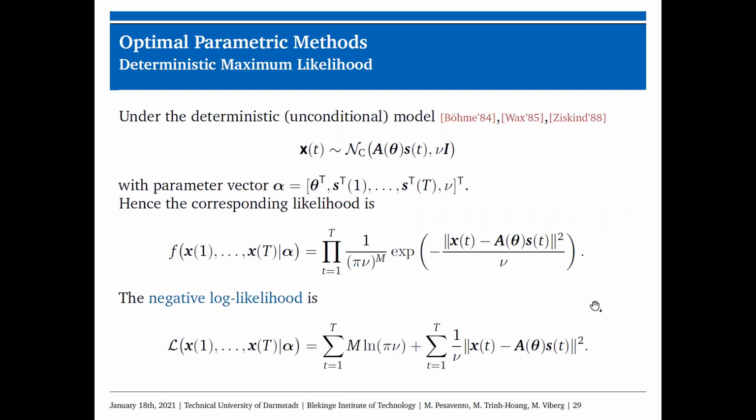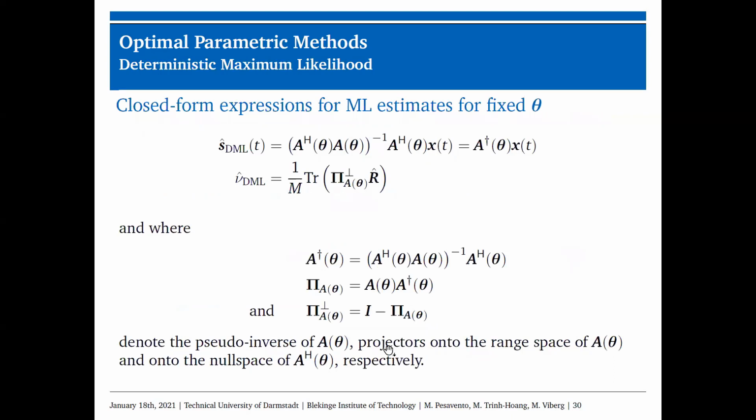Coming back to our two models for DOA estimation, let's first look at the deterministic signal model. Maximizing f is the same as minimizing the negative log likelihood, which is shown at the bottom here. It is derived from the multivariate Gaussian likelihood function shown here. We recognize this as a straightforward least squares problem with respect to S, and in fact it is also possible to find a closed form solution with respect to the noise. So for fixed DOA parameters theta, the maximum likelihood estimate with respect to S is given by this, and the noise estimate is given by this.